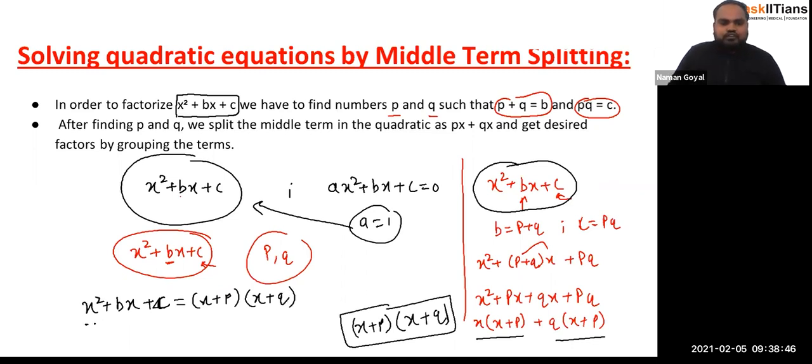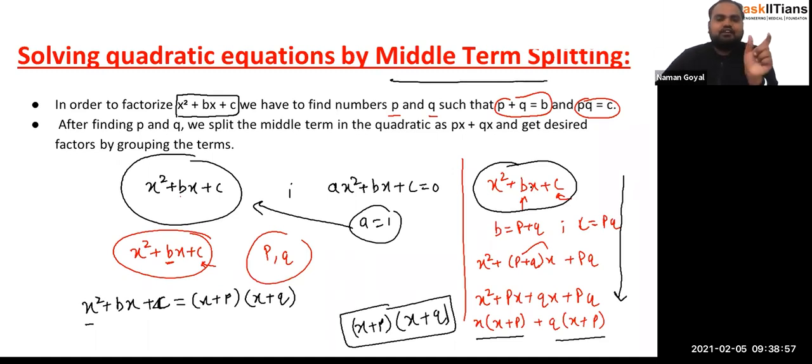So the process we followed is known as middle term splitting. Why is it middle term splitting? Because in this, we split this b into two parts. If you see over here, we split that b into two parts, right?